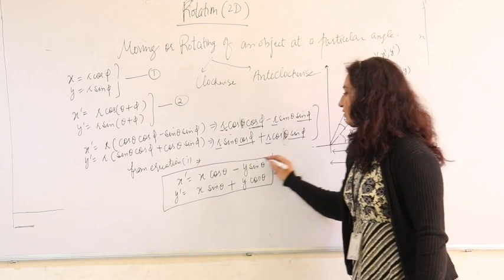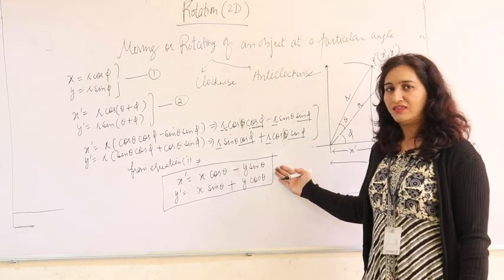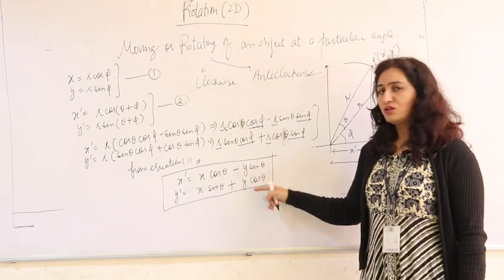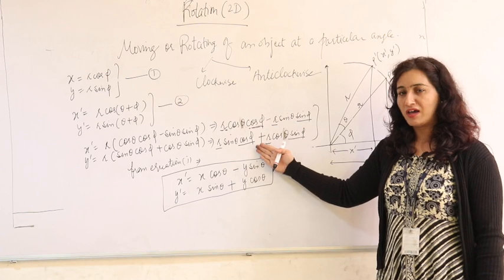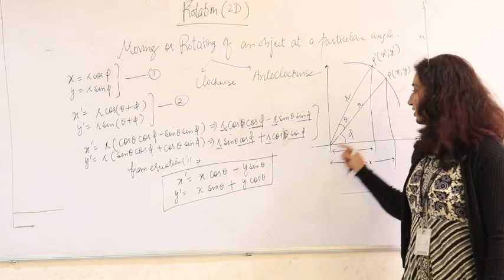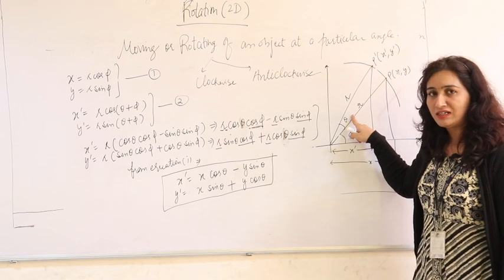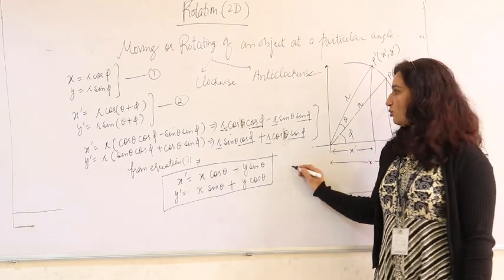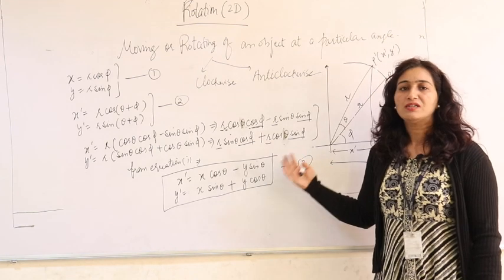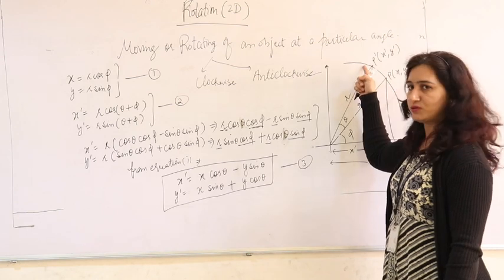So if we look at these two equations, they are in terms of angle theta. So what have we done? We have converted the angle phi into the angle theta. Why have we done this? Because after the rotation, the new position is making an angle theta, not the angle phi. Clear? So this is the new equation number 3, which is the anti-clockwise rotation.